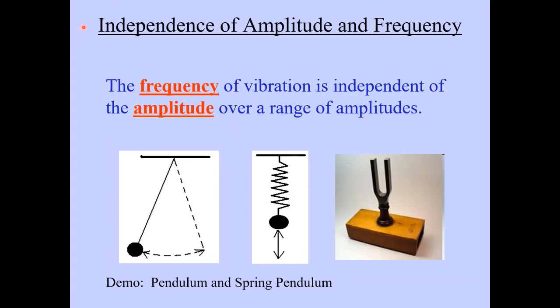One of the interesting characteristics of oscillations is that the frequency of oscillation is independent of the amplitude of the oscillation. And this is a little bit surprising. What it means is that if we take a pendulum and we swing it just a little bit like this, or if we swing it farther like this, it's going to have the exact same frequency. And that works for all different types of oscillation. So let's take a look at a demo where we'll look at the pendulum and the spring pendulum and explore this phenomena in a little more detail.